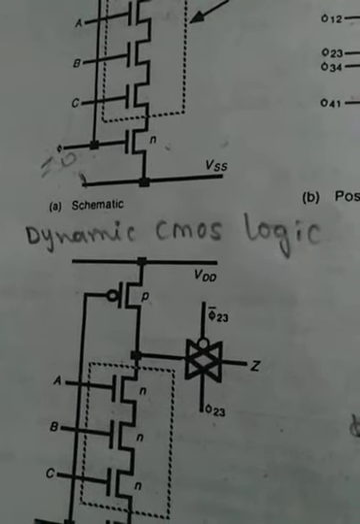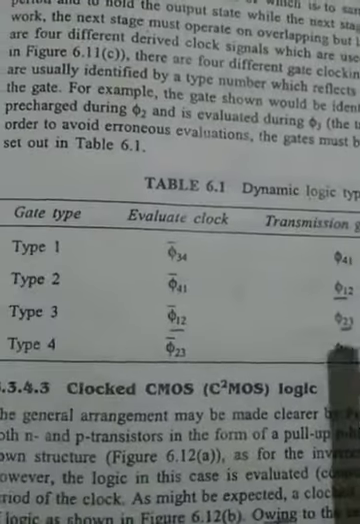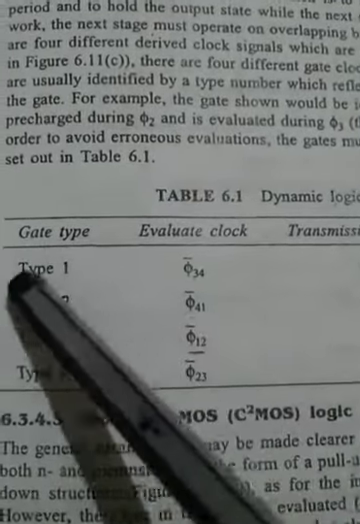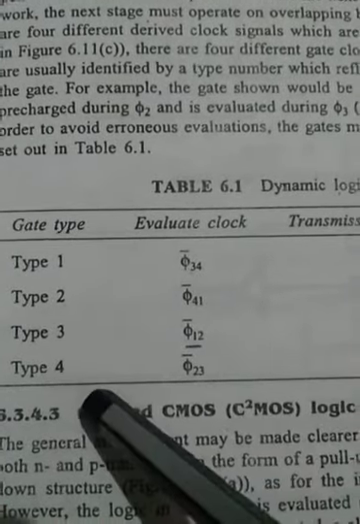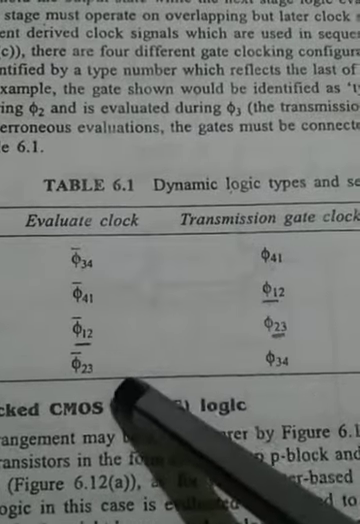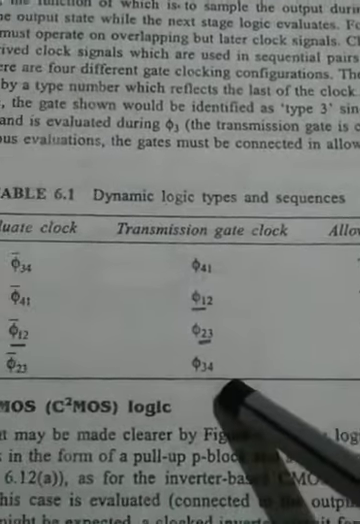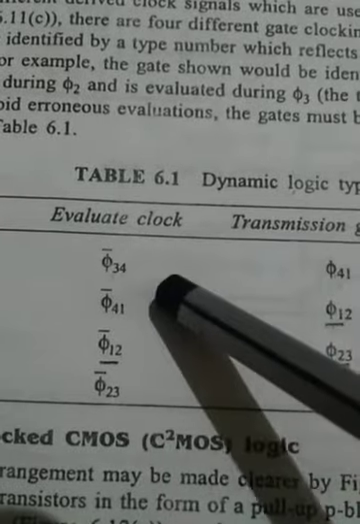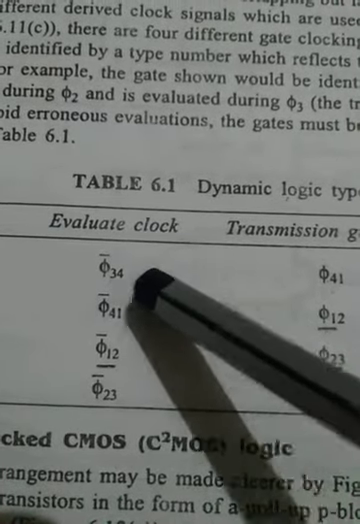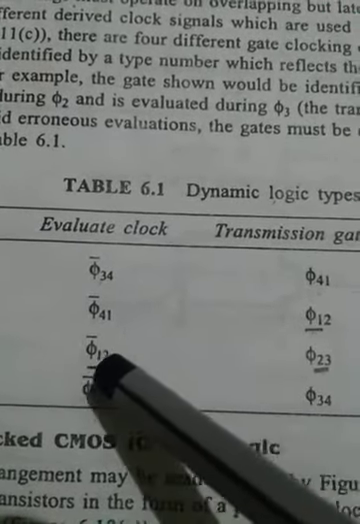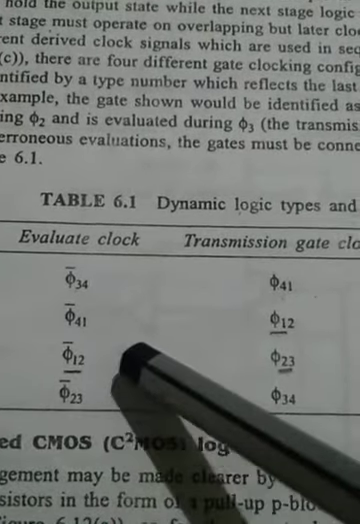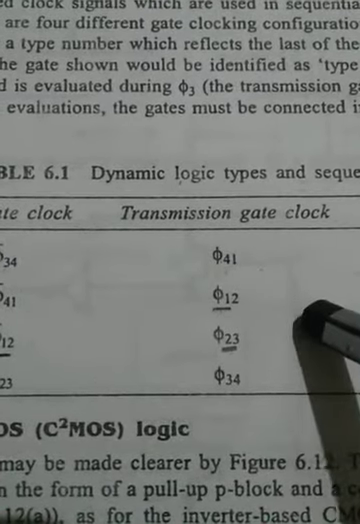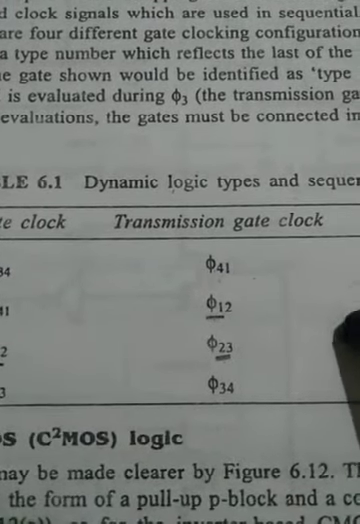See here, this is the summarized table. Suppose you apply gate type 1, type 2, type 3, type 4. These are the evaluation clocks and this is the transmission gate clock. In the evaluation clock we are taking clock signals 3 4, 4 1, 1 2 and 2 3. This is the standard table, you have to remember it.